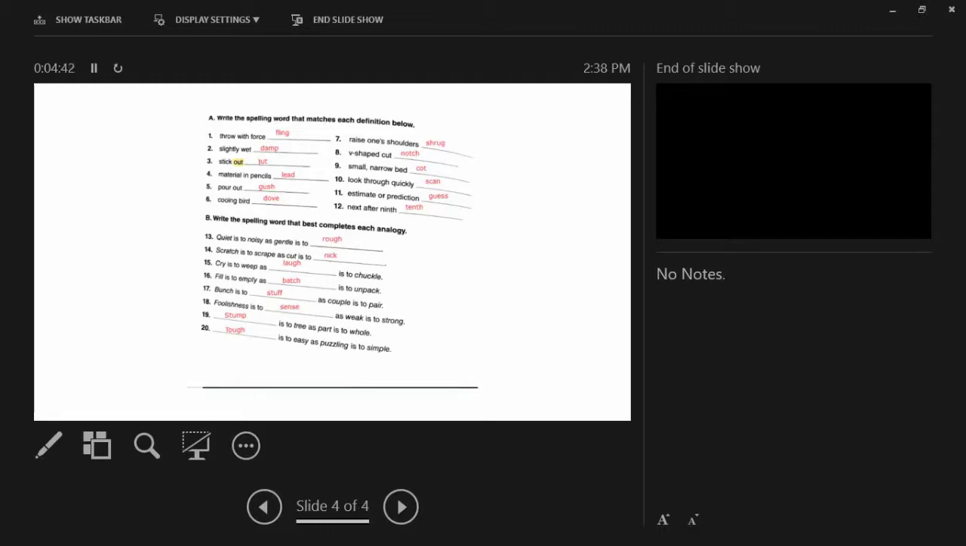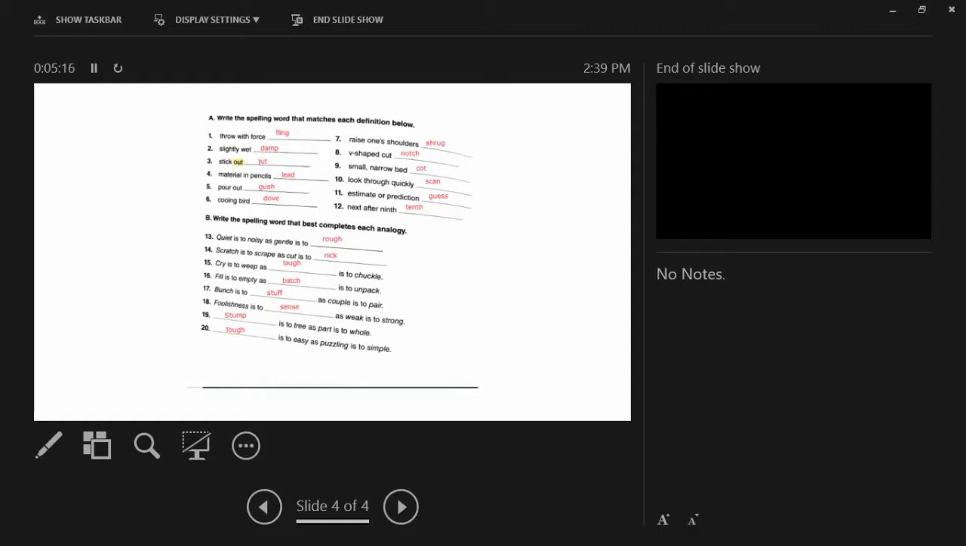Number 11, estimate or prediction, guess, when you say something in advance, guessing. Number 12, next after 9, 10, part B, write the spelling word that best completes each analogy. Number 13, quiet is to noisy as gentle is to rough. An analogy is kind of the same phrasal word, the last one to the earlier part, just like synonym or antonym. So quiet is to noisy is the opposite. So same like gentle is to rough, or hard.